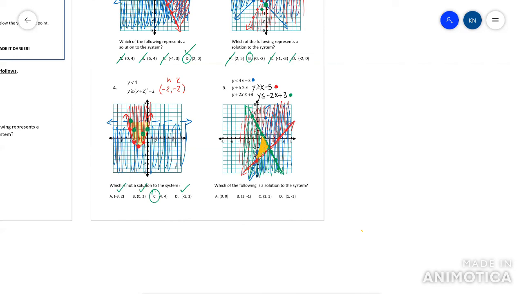So in terms of answering this question, you've got which of the following is a solution? (0, 0) is at the origin. It's outside of that yellow part. It's out. (3, -1) is here. It's just outside of that. (1, 3) is up here. That's outside as well. (1, -3) would be right here, which is inside the yellow portion.